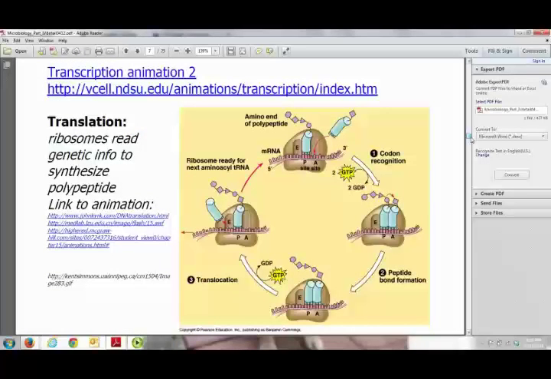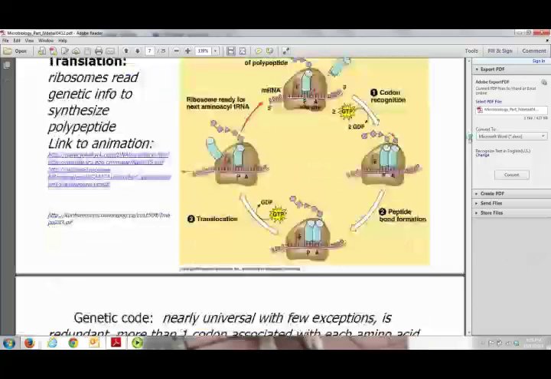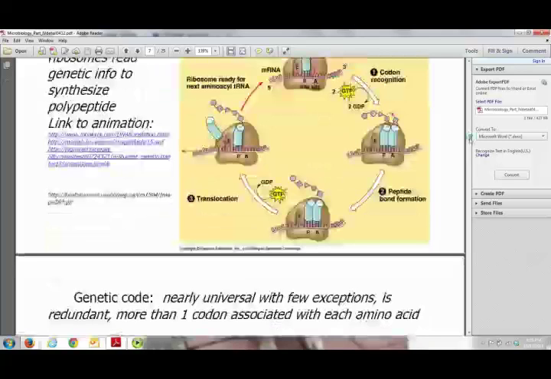So during translation, this is when you're going to actually translate the code to make the protein. The ribosomes will read the genetic information and synthesize the polypeptide. And here you've got a nice little illustration of this process happening that you may want to come back and refer to.